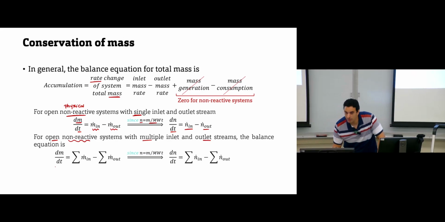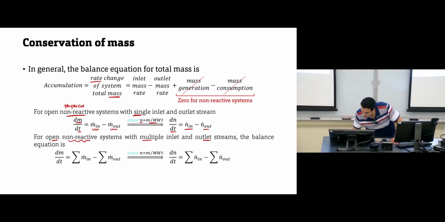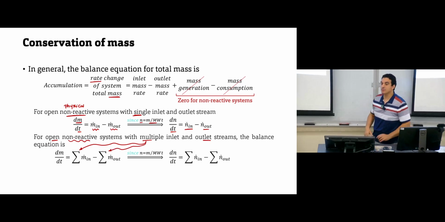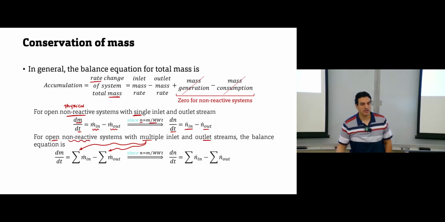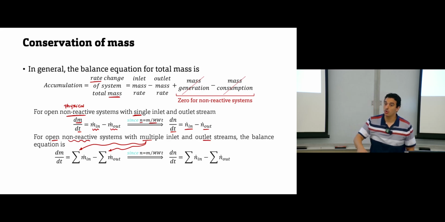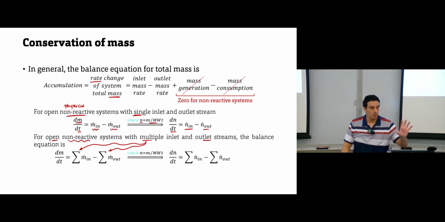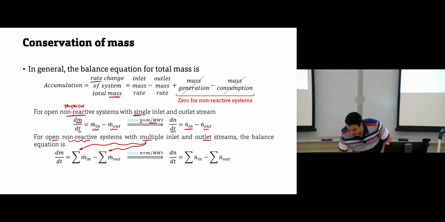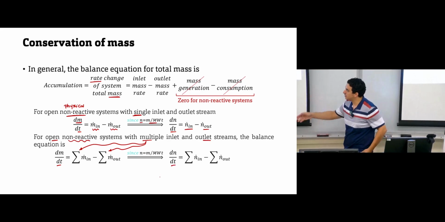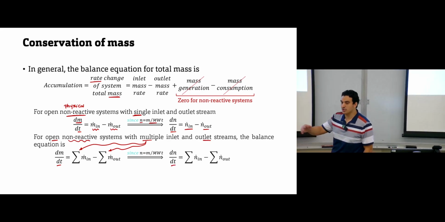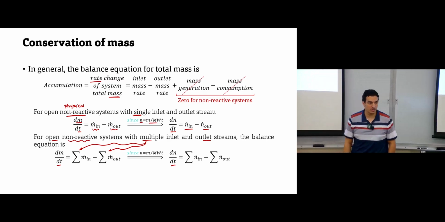So it will be dm by dt, the same thing. This will be the summation, because here we have multiple inlets and multiple outlets. So it will be the summation of inlet mass flow rate for all the inlet streams minus the summation of outlet mass flow rate for all the outlet streams. And again, we can express the equation on a mass basis or on a molar basis. So we have dN by dt equals summation of n dot in minus summation of n dot out.